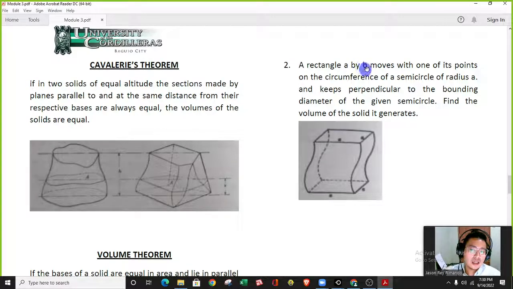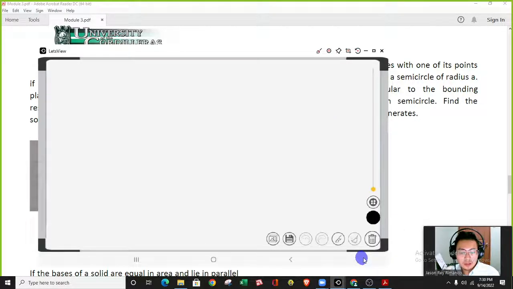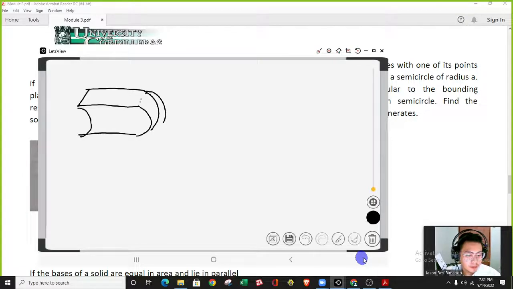Okay. A rectangle A by B moves with one of its points on the circumference of a semicircle of radius A, okay, and keeps perpendicular to the bounding diameter of the given semicircle. Find the volume of the solid it generates. So, ganito yung figure niya. Okay? Meron kang rectangle daw. Okay? Then, nag-move yung, let's say, itong side na to ng semicircle. Okay? Since nag-move doon, mag-move din dyan. Okay? Ganyan. Okay? You have your radius dito is A. So, this is 2A. Okay?